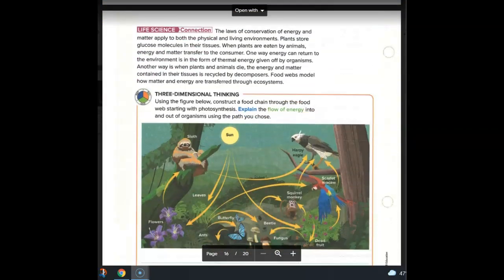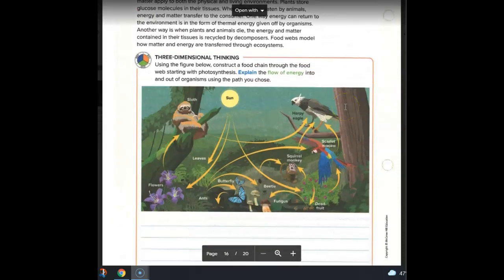Life science connection. The laws of conservation of energy and matter apply to both the physical and living environments. Plants store glucose molecules in their tissues. When plants are eaten by animals, energy and matter transfer to the consumer, the one that's eating it. One way energy can return to the environment is in the form of thermal energy given off by organisms. Another way is when plants and animals die, the energy and matter contained in their tissues is recycled by decomposers. Decomposers are animals that eat things that have died. Food webs model how matter and energy are transferred through ecosystems.